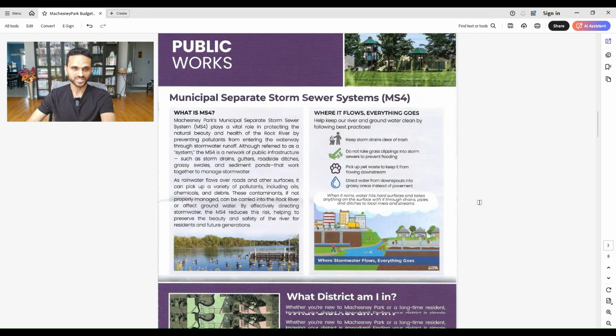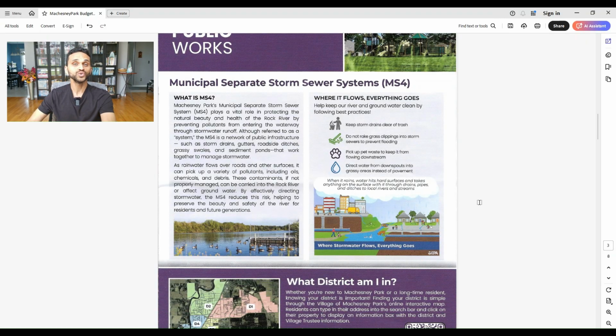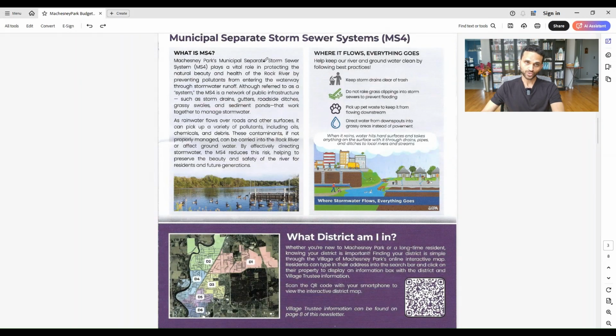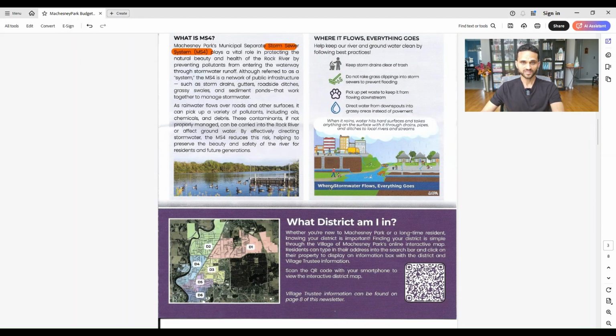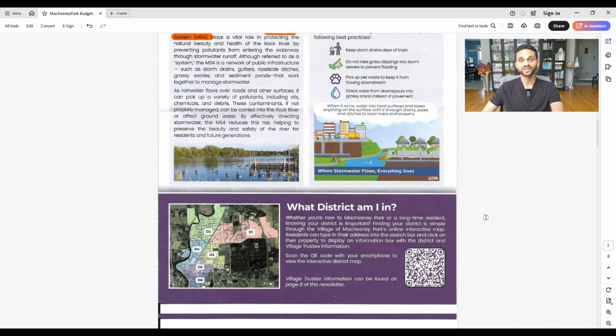Once they talk about the budget, next they talk about what you can do to keep the area you live in neat and clean. It also talks about the storm sewer system that is in place in Machesney Park. Then it explains that this small town or village of Machesney Park is further divided into six sub-regions. They call those regions districts. How is it useful? Well, if you know which district you live in, you can directly contact the trustee of that particular district to either request more information or submit a complaint.